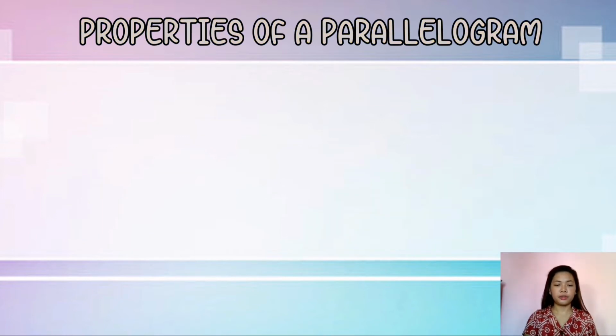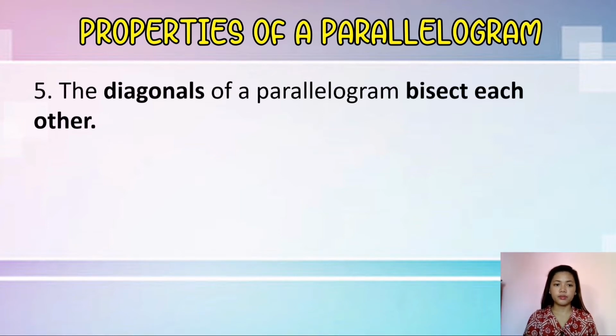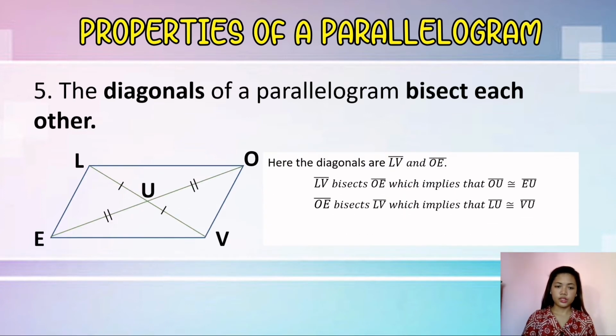So let's have the fifth property of a parallelogram, or the fifth condition that guarantees that a quadrilateral is a parallelogram. So we have the diagonals of a parallelogram bisect each other. So we have two important words here. We have the words diagonals and bisect. So what do we mean by the word diagonal? So how is a diagonal formed in a parallelogram? So a diagonal is formed in a parallelogram by connecting its two non-consecutive vertices.